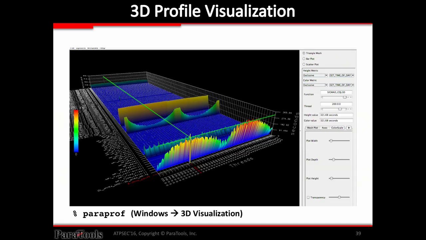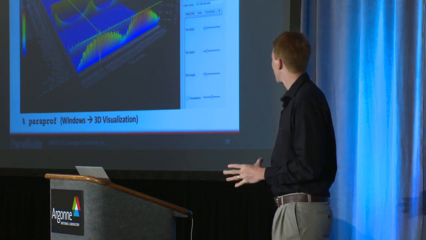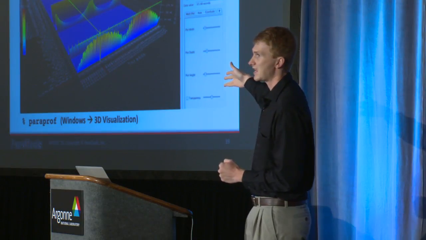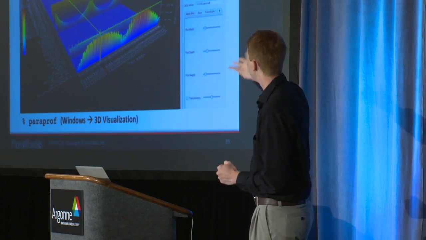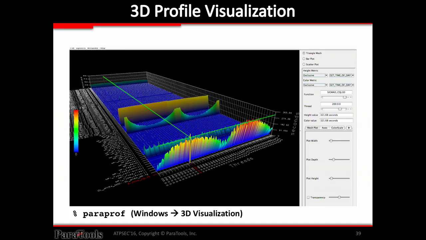3D visualization. This is cool. 3D visualization sounds like a gimmick, but this is probably the most useful thing that I find in Tau. You can draw these 3D charts where the vertical axis is some metric, in this case it's time, and the two horizontal axes here are the ranks or threads or processing elements of some kind in your code versus the code regions. The reason this is useful is I can see at a glance, looking at this 3D model, if there are any patterns in the performance data.